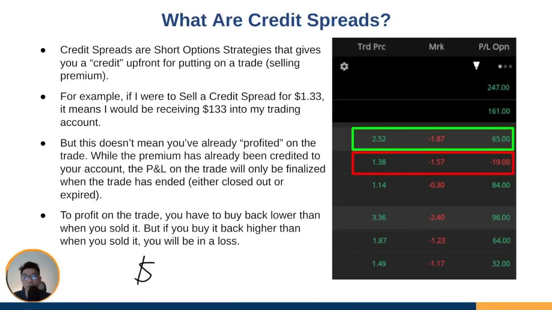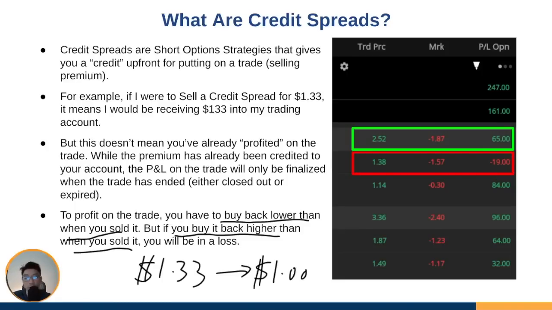For example, if you sold it at $1.33, like the last example that I showed you, what you want to see on the mark, which is the current price of your trade, is lower than $1.33. So for example, if it's at $1, then you know that you have made 33 cents. To profit on the trade, you have to buy back lower than when you sold it, and it's a loss if you buy back higher than when you sold it. That will be a loss.